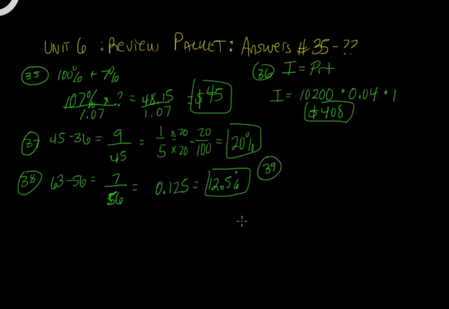39. There are 1,200 students in a school. There are 720 boys, and the rest are girls. What is the difference between the percentage of boys and girls in the school? So this is a multi-part problem. So first off, let's figure out how many girls there are in the school. That means there's 1,200 total minus the 720 boys, so there's 480 girls.